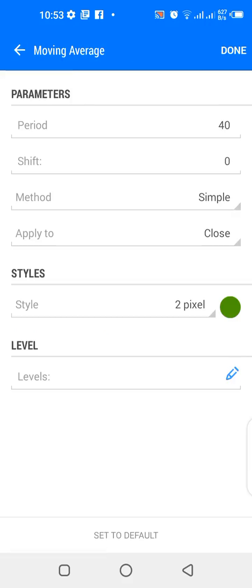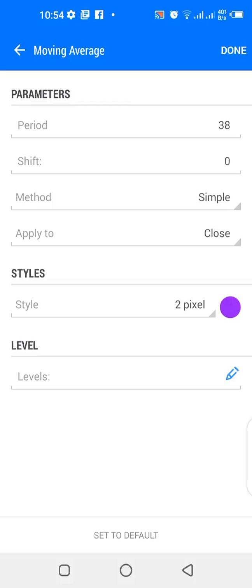Okay, after fractals I have 5 moving averages. I have the 40 period moving average. Shift is 0. Method is simple. Apply to close. Color is green. I have the 42 period simple moving average on the main chart. Apply to close. Color is black. Then I have 38 period simple moving average. Apply to close. Color is purple. These 3 moving averages, the green, the black and the purple, form my trend line.